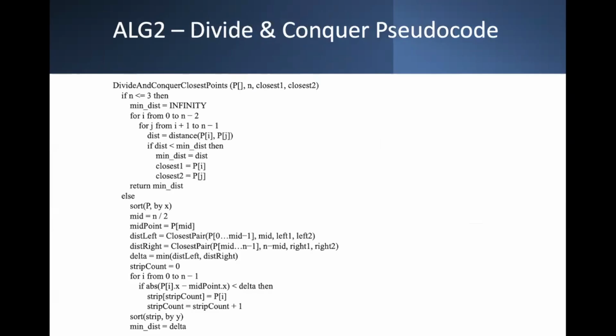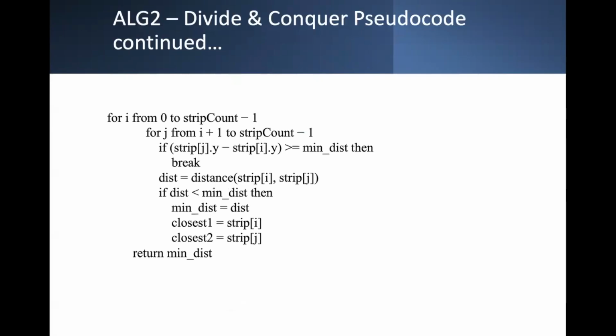And when it comes to the divide and conquer pseudocode, we first sort the points by x coordinate and recursively solve the problem on the left and right halves. We take the smaller of these distances and then look at the narrow strip around the middle, checking only the points that are closest to each other. This reduces the work and gives a running time of theta of n log n, which scales much better.